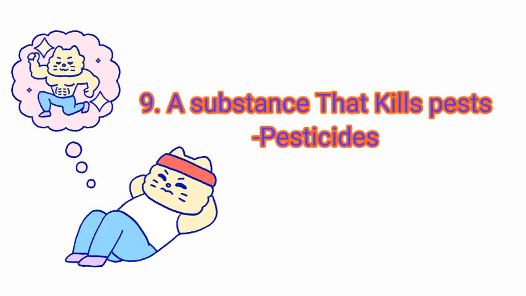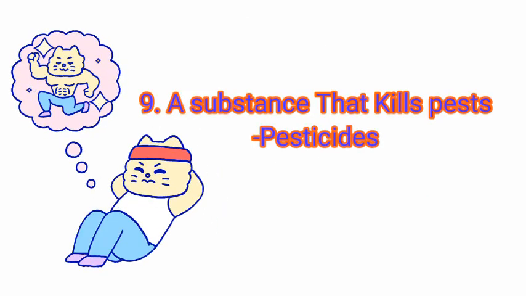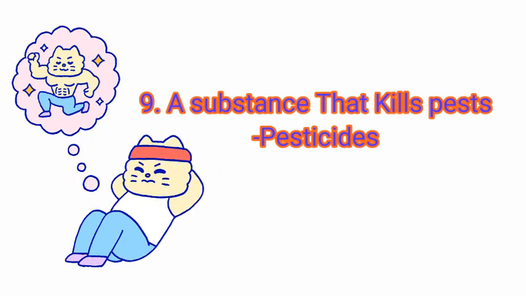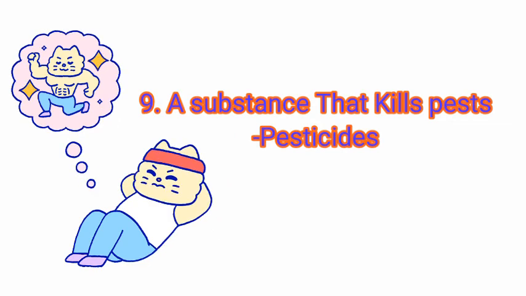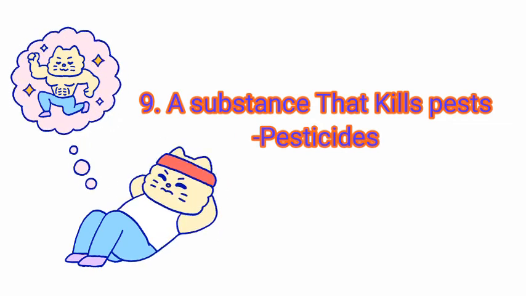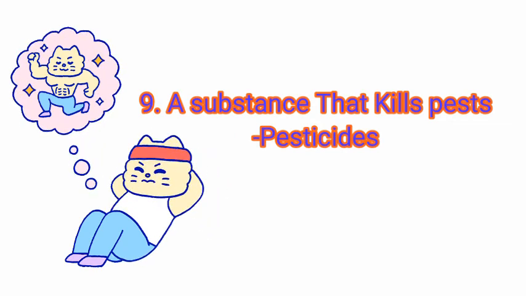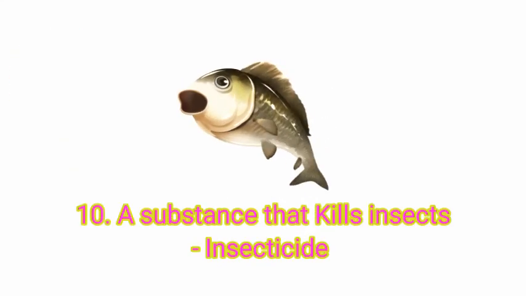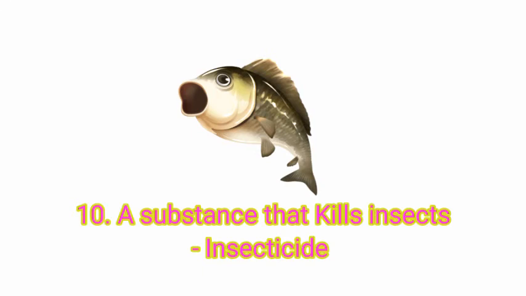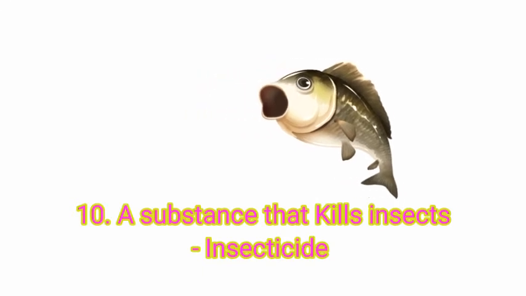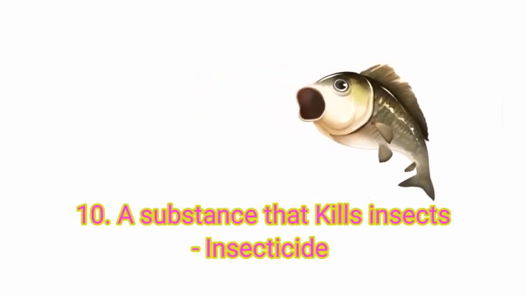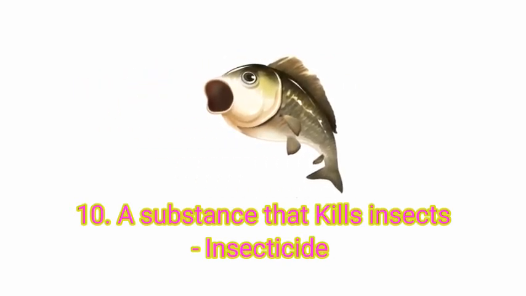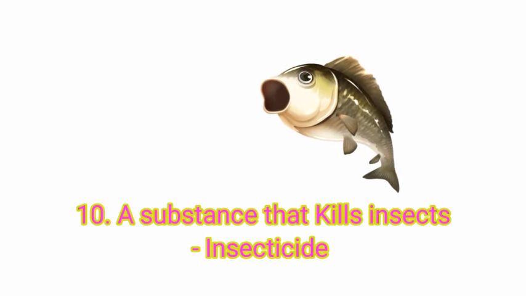Number nine, a substance that kills pests is called pesticide. Number 10, a substance that kills insects is called insecticide.